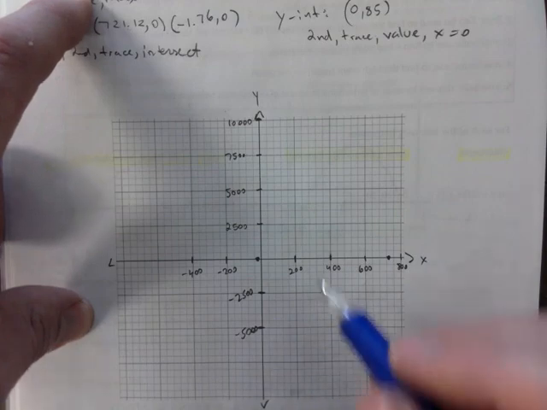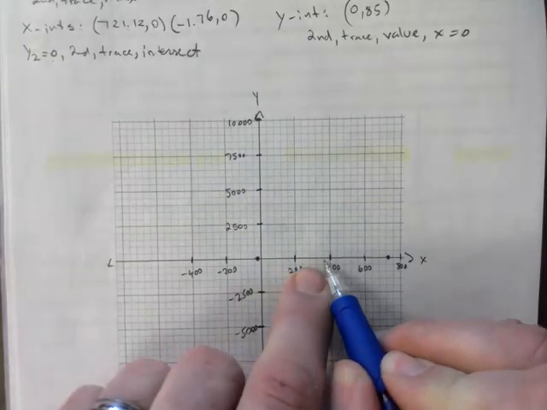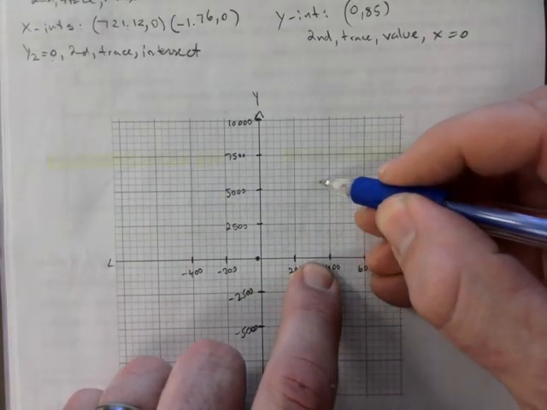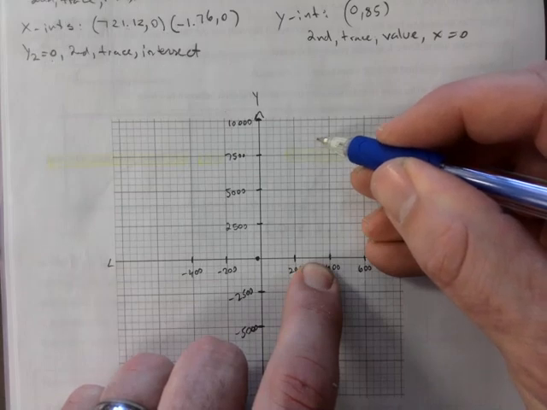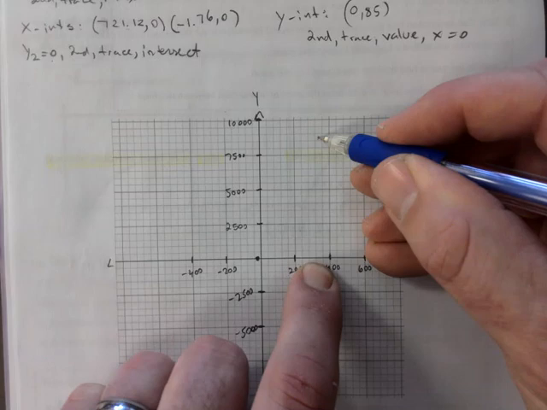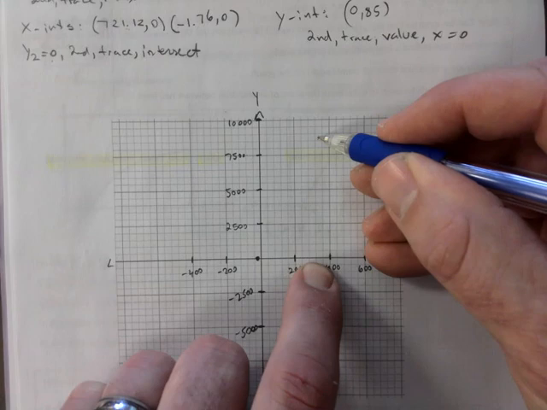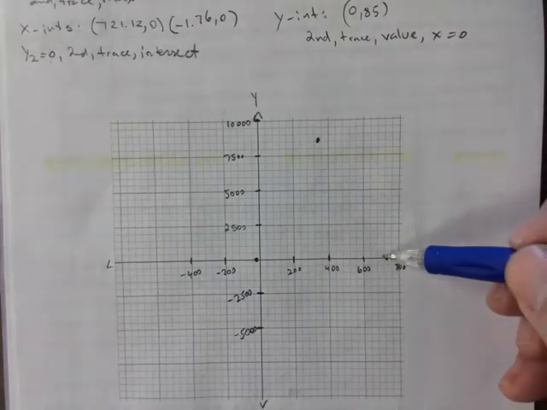Let's plot it. So I'm in the 360s. This is 300, 360 is right about there. And I'm going to go all the way up to 8,025, so right about there. And so now you've got your x-intercept.